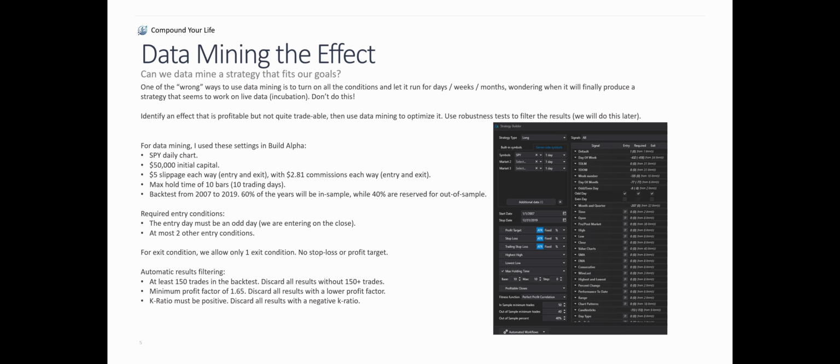So the only required entry condition is that the day must be an odd day. And the strategy here is set to enter on the close, which means we have to enter on the close of an odd day. I've limited it to 2 other possible entry conditions. For exit conditions, we only allow 1 exit condition, and there's no stop loss or profit target set. You can technically mine for those as well, but I would first see if it can come up with the rules without a stop loss or profit target, just because for a lot of strategies, your biggest gains are going to come from holding all the way into the close.